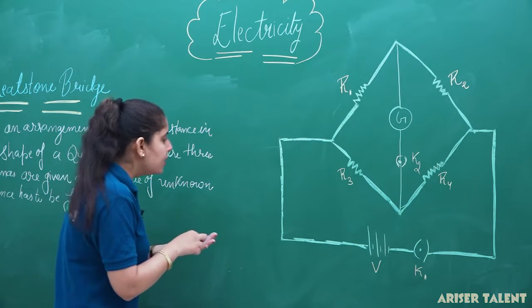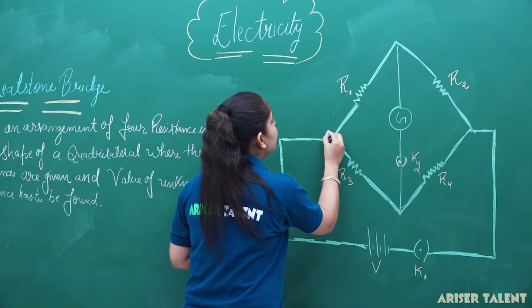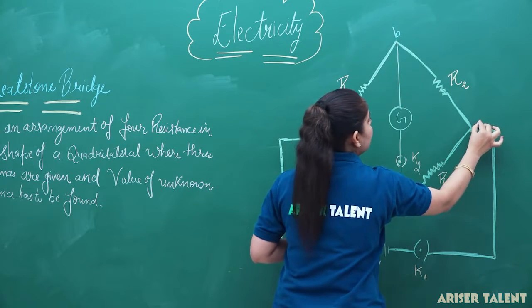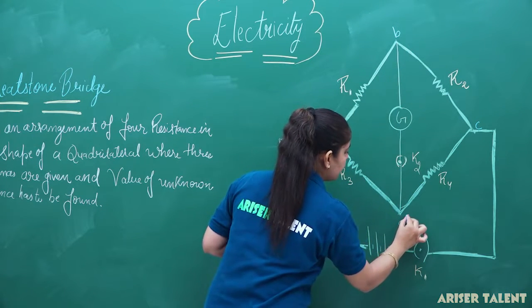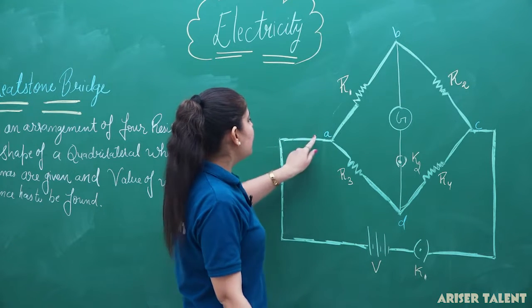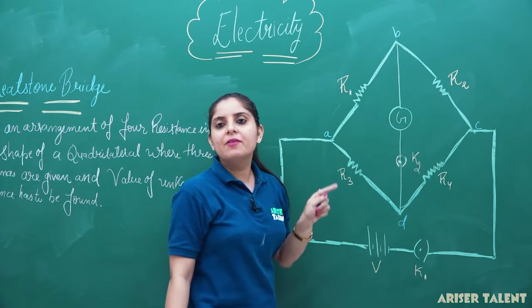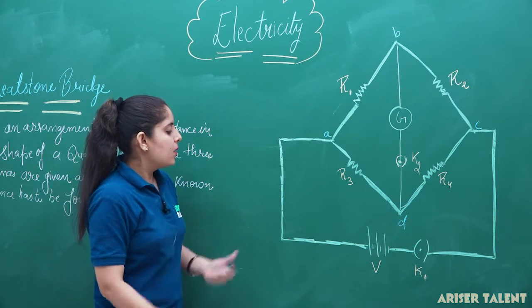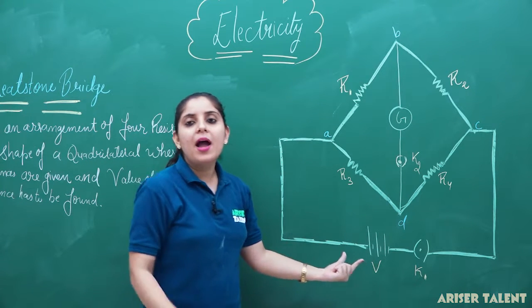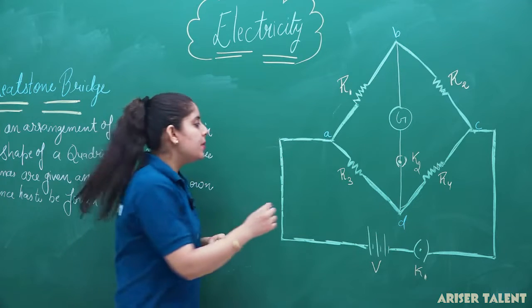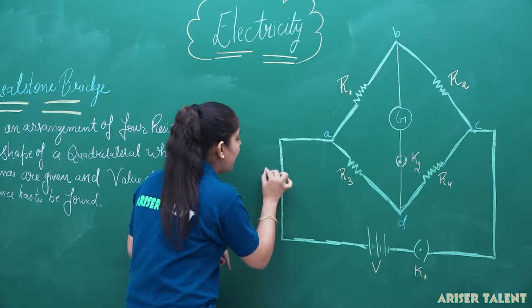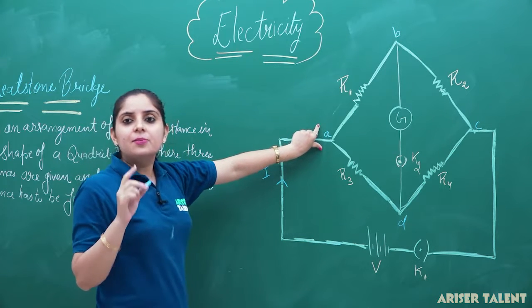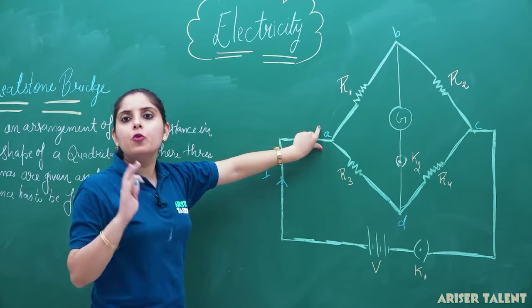Now, what I am doing here is marking the corners of the bridge as A, B, C and D. We have given a name to all the corners of the quadrilateral. This is the battery we have, and the current will start flowing from it. Suppose the current I flows from this circuit, and in this bridge the current will be divided into 2 parts.